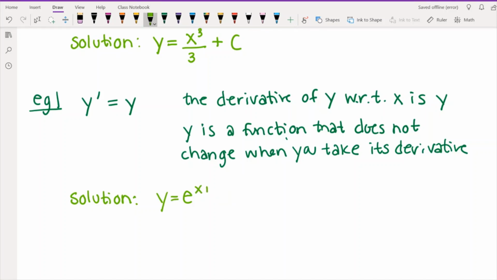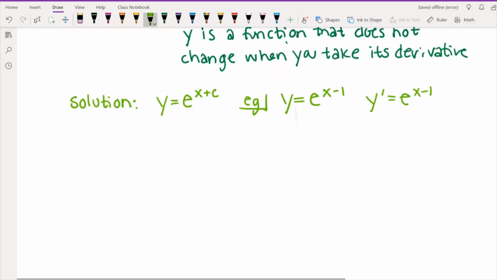And why is that? Well, think about it, an example would be y is equal to e to the x minus 1. What's the derivative of e to the x minus 1? Well, it's just e to the x minus 1. Or you could just have y is equal to e to the x, or you could have y is equal to e to the x plus 100. If all you're doing is adding or subtracting something from x in the exponent, that's not going to change the derivative. So anything of this form is going to satisfy our equation.